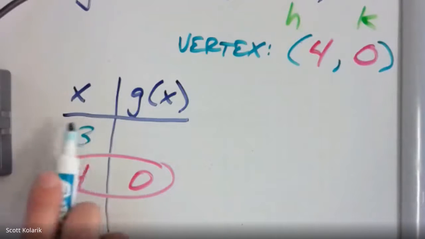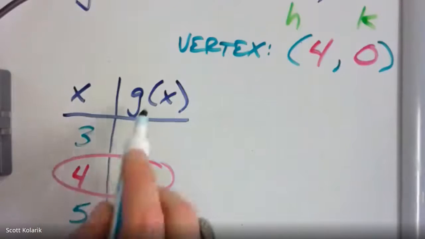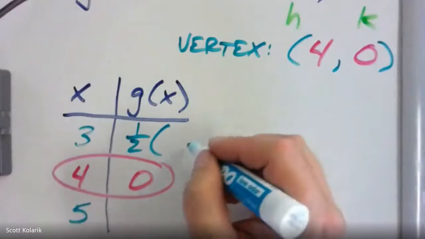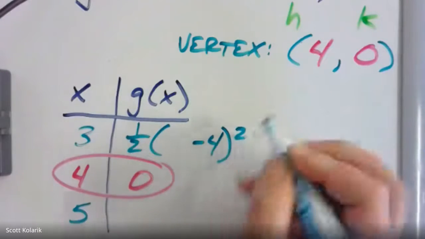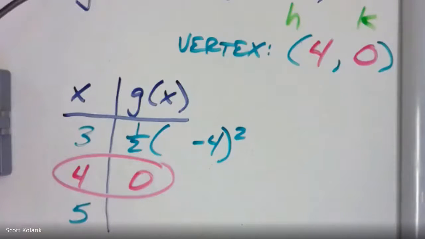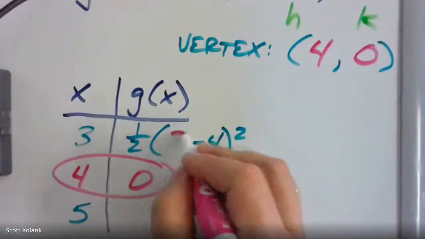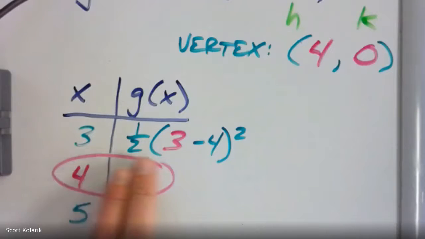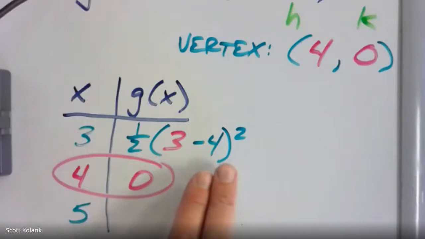So if I were to take this 3 value in my XY table and plug it into my function, here's my function, 1/2 times (x minus 4) quantity squared. But instead of x, I'm going to replace it with that 3. Let's see what happens. Just from a reference standpoint, all you need to be careful about at this point is order of operations. There's a lot going on in here, so just fall back on your order of operations.